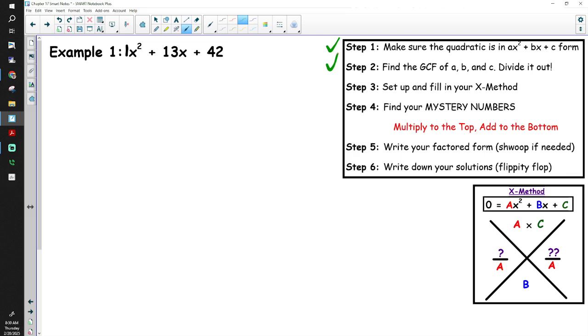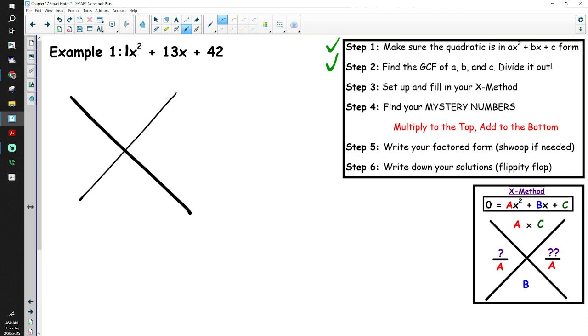Number 3. It is now time. We have prepared. We are ready to do the X method. This is the first time you are going to do the entire X method from scratch. The first thing we need to do is draw an X. This is why we practiced this yesterday.